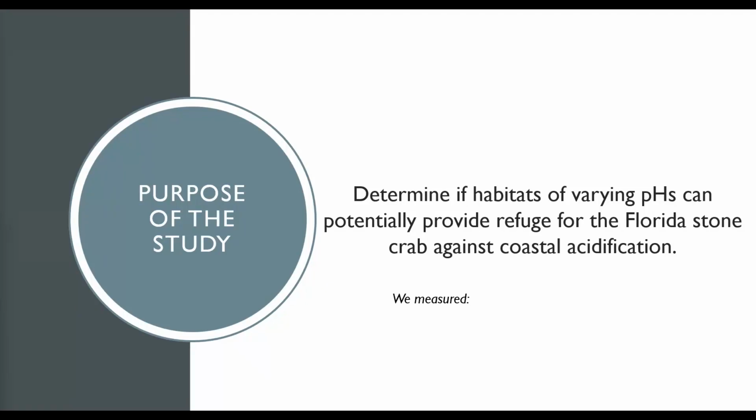The purpose of this study was to determine if habitats of varying pH can potentially provide refuge for the Florida stone crab against coastal acidification. To do this, we looked at three different variables: the time it took crabs to hatch once they entered the lab, the hatching success of the crabs, and the larval survival rate.